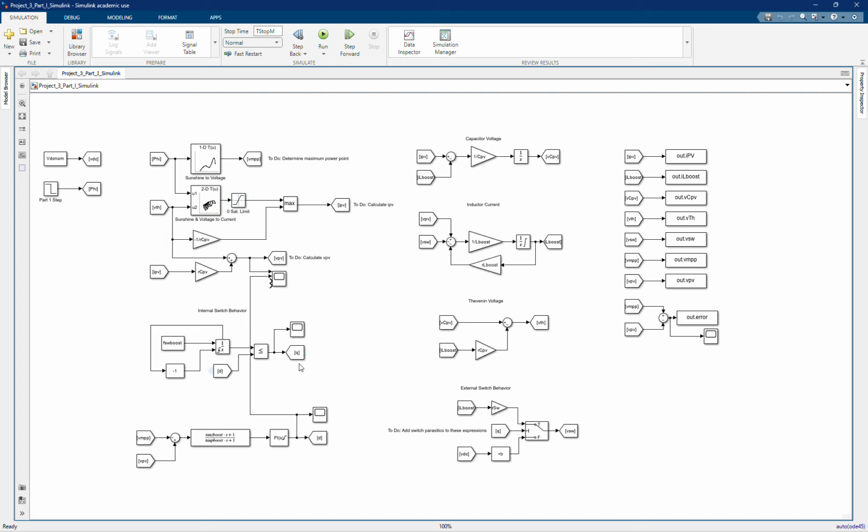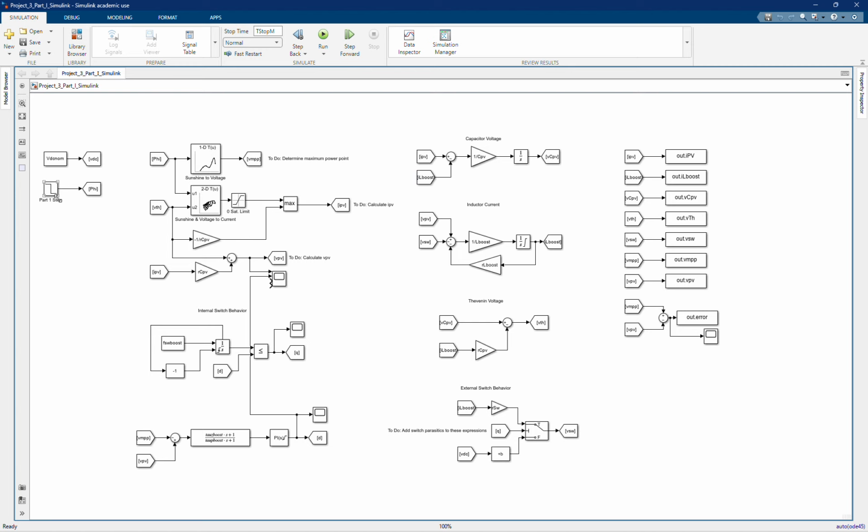This is the switch for the boost converter. This is the PI controller. This is the external switch behavior, how the rest of the circuit sees the switch. You have the parasitics for the path when it's closed, the parasitics for the path when it's open. Here's the Thevenin voltage used in calculations. Here's the inductor. Here's the capacitor. And here's where I output the values to Simulink for calculations.